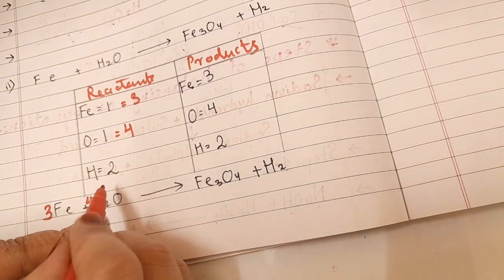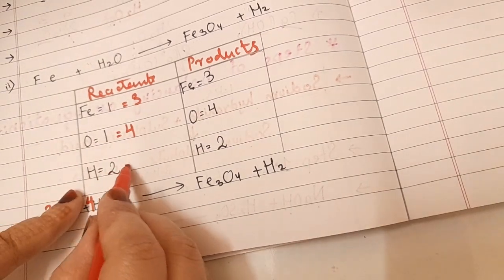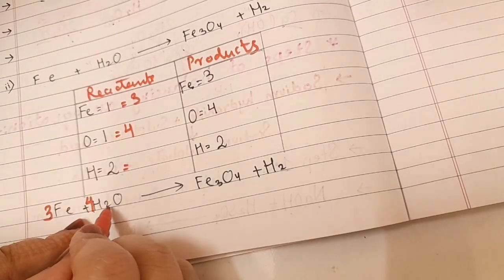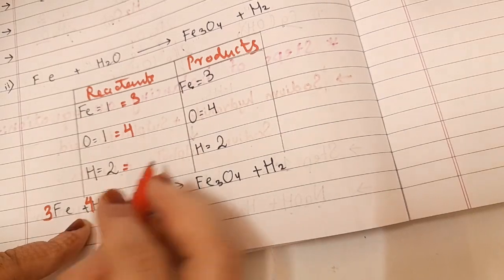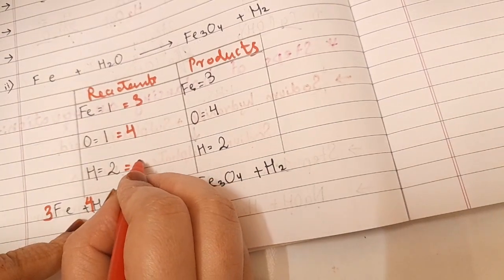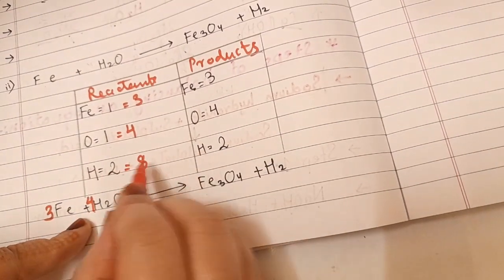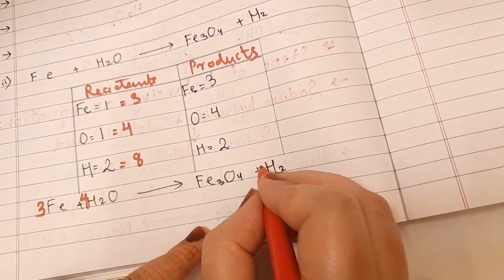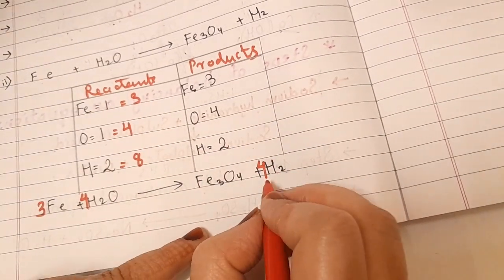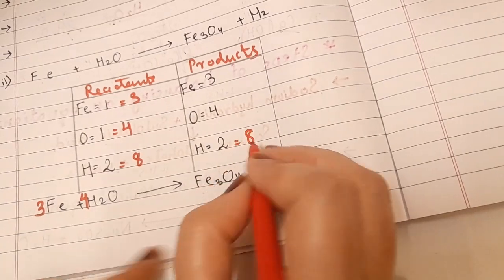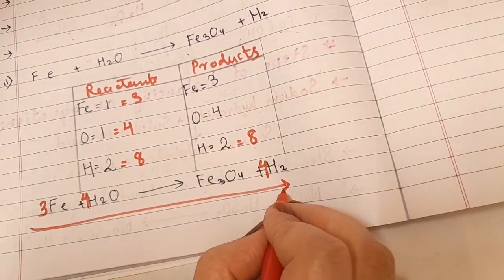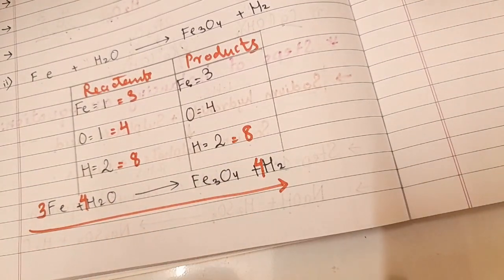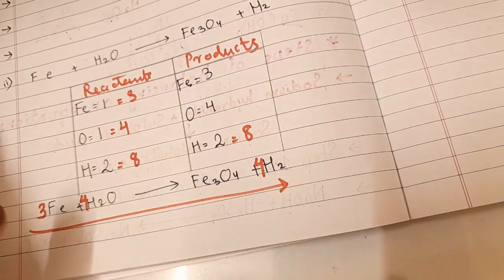Okay, now hydrogen, what about hydrogen elements? Hydrogen here 4 twos are 8. Okay, 8 elements will be there. So again on the reactant side we have only 2 hydrogen elements. So what we will do, we will multiply this here by 4. So here 4 twos are 8. So this is a balanced chemical equation. Okay, now students, take one more example.